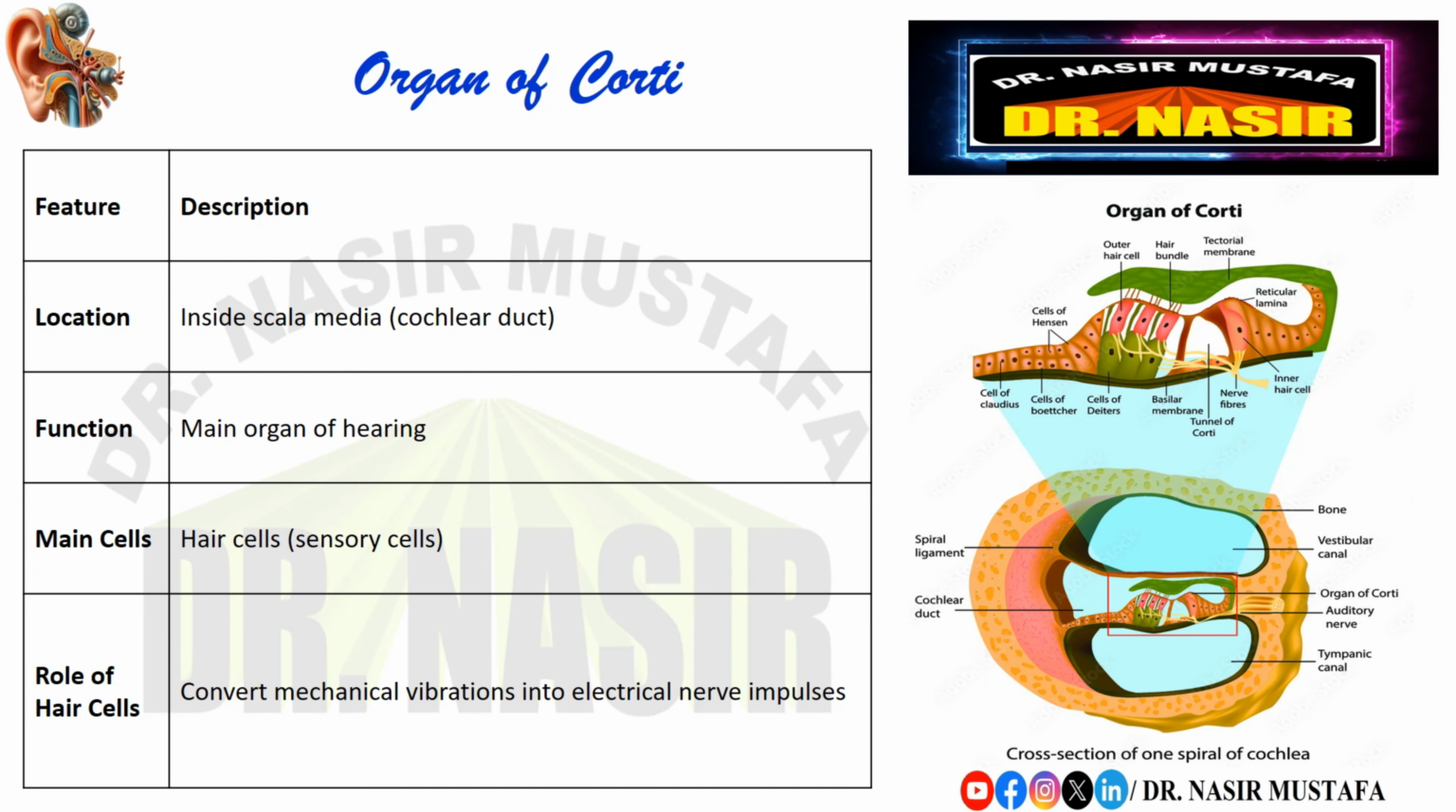The organ of Corti contains specialized sensory cells called hair cells. These hair cells convert mechanical vibrations into electrical nerve impulses. These impulses are then transmitted to the brain through the vestibulocochlear nerve, also known as the eighth cranial nerve.